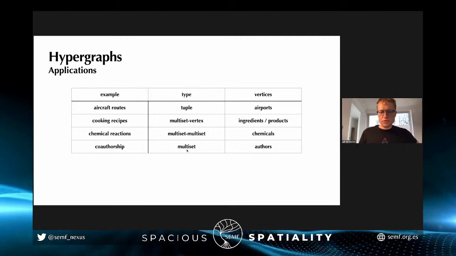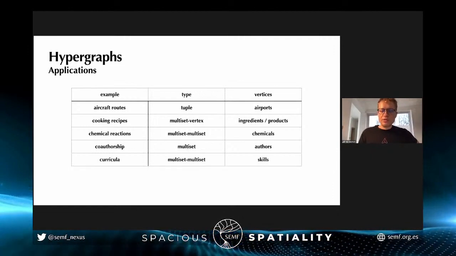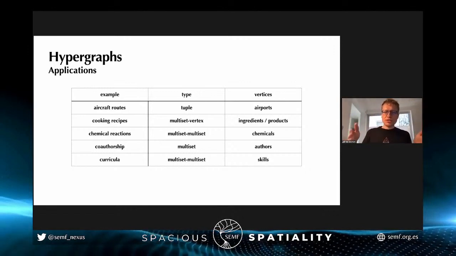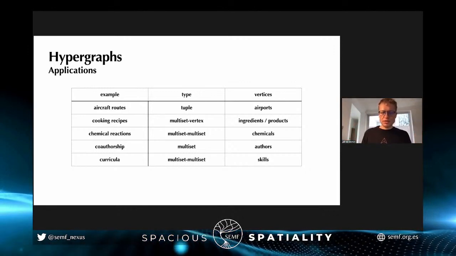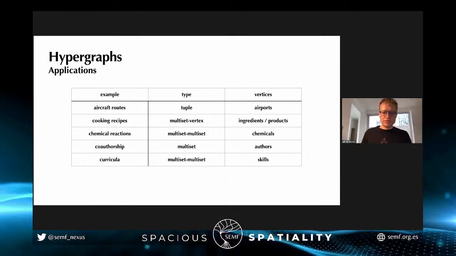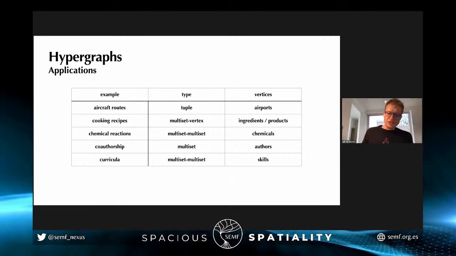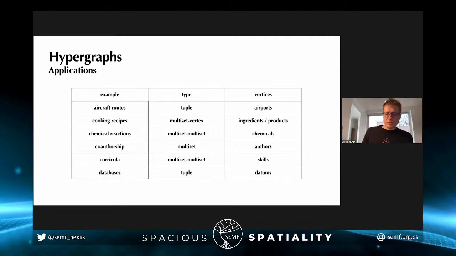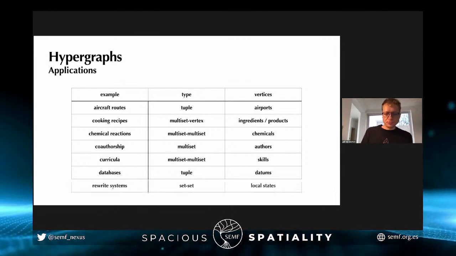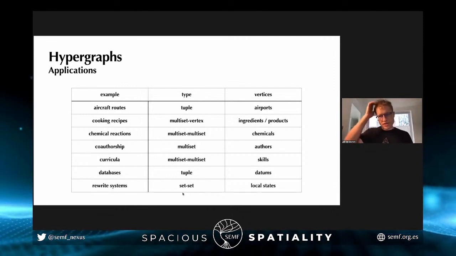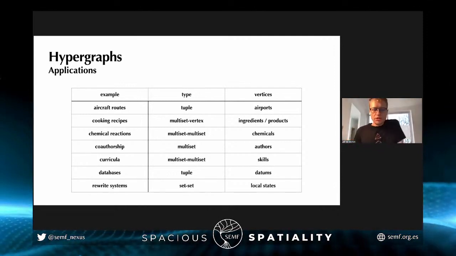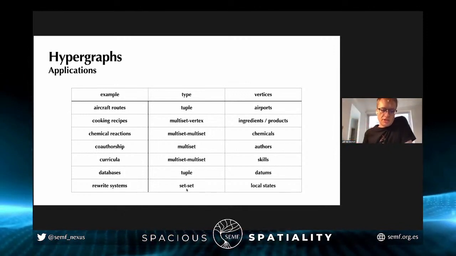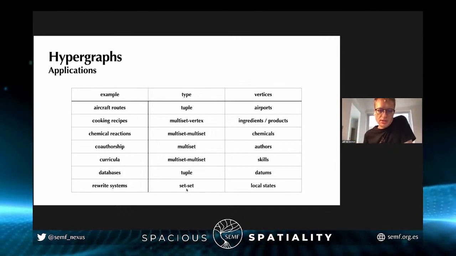It's just a multiset of authors. I mean, if you wanted to say that certain authors are more important than others and the order that they were listed on the paper is important, then you could make that a tuple rather than a multiset hypergraph. Curricula, again, multiset. Databases, so the rows of a database are tuples. And then rewrite systems, which is a very important thing we'll get to very soon. Those have a particular hypergraph that comes up, and it's naturally a set-set hypergraph, as we'll see.